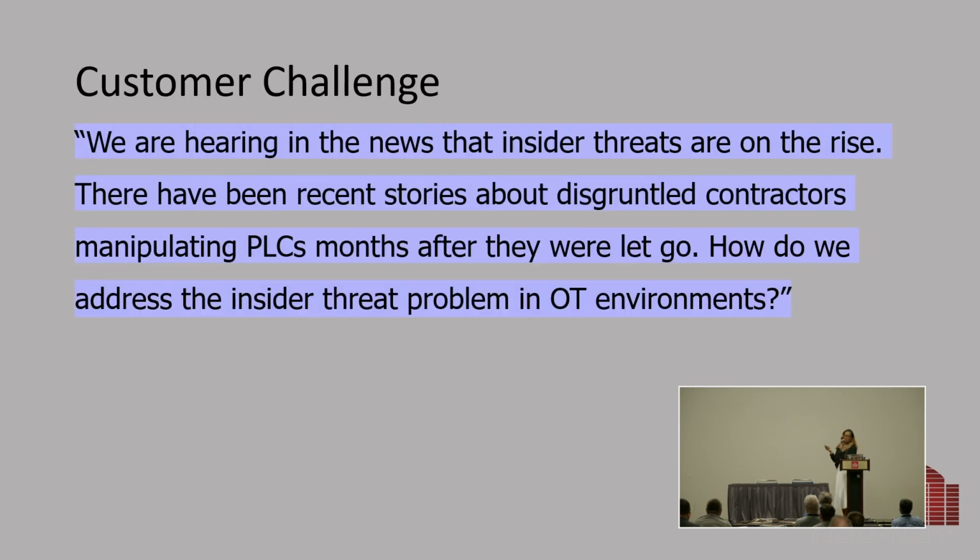Okay, the next one. "We're hearing in the news that insider threats are on the rise. There have been recent stories about disgruntled contractors manipulating PLCs months after they were let go. How do we address the insider threat problem in OT environments?"